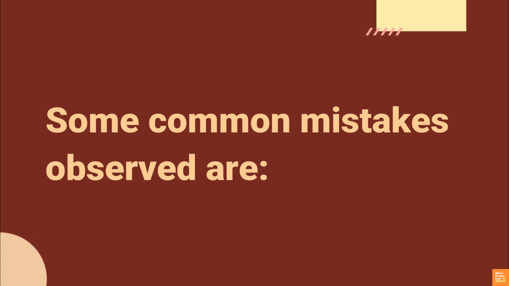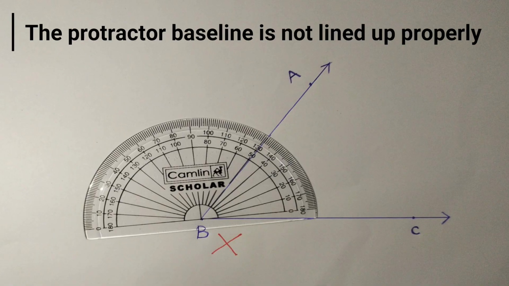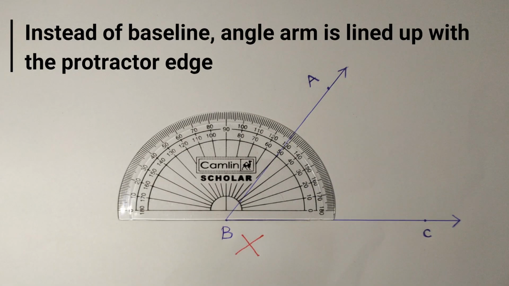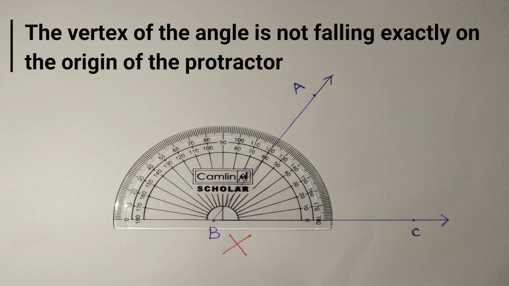Some common mistakes observed are: protractor baseline is not lined up properly. Instead of baseline, angle arm is lined up with the protractor edge. The vertex of the angle is not falling exactly on the origin of the protractor. Once the protractor is in the correct place, keep a finger on the protractor to stop it from moving.